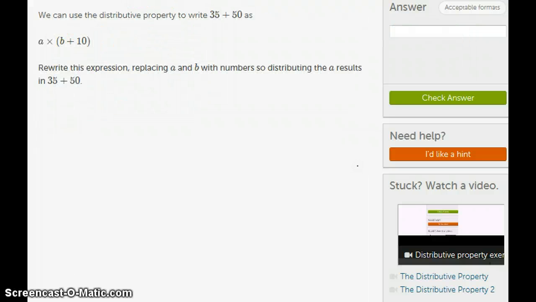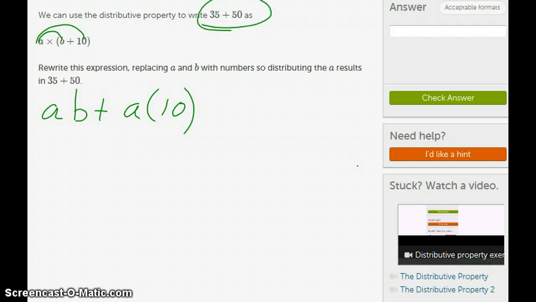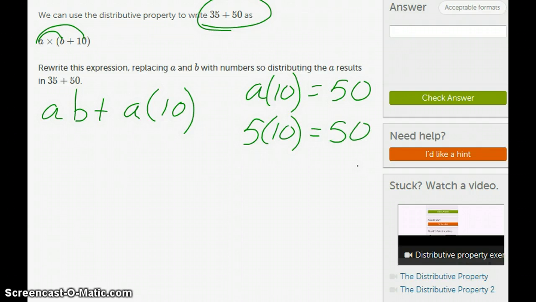All right, on this problem, again, we're using the distributive property. A times B plus A times 10. And I need it to equal 35 plus 50. I am going to use the fact that A times 10 has to equal 50. So that means it's 5 times 10 is 50. So A is equal to 5.